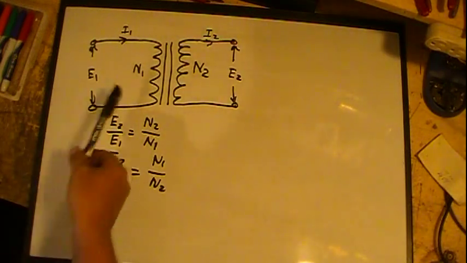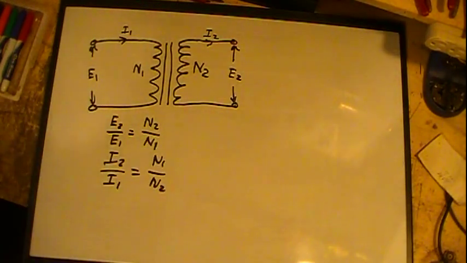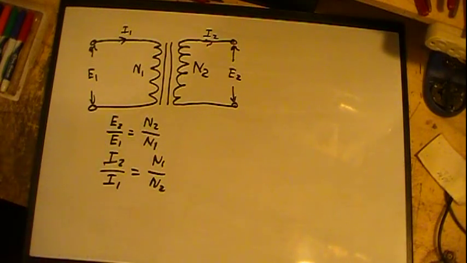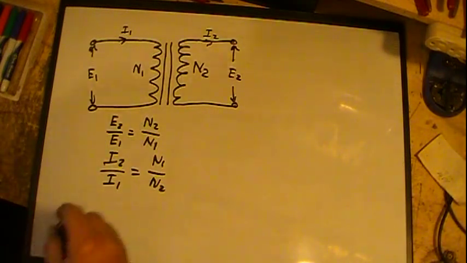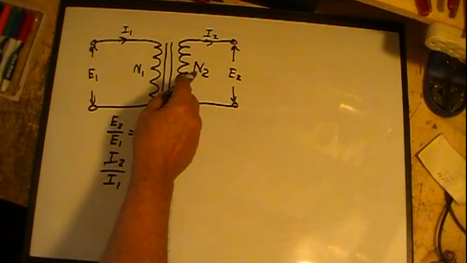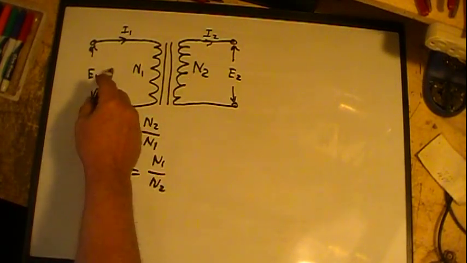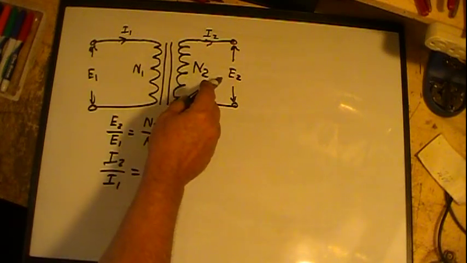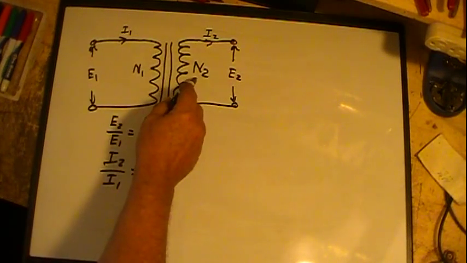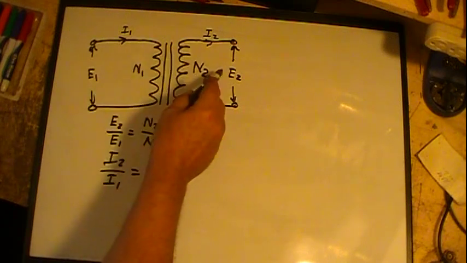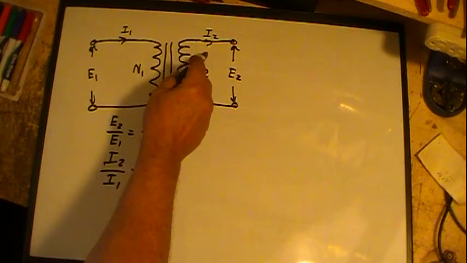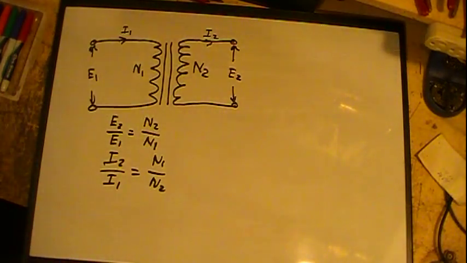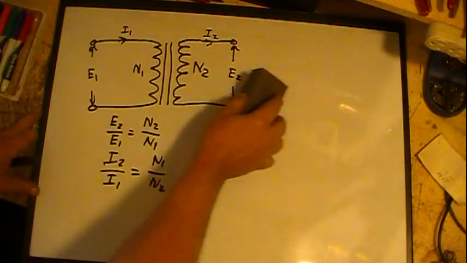That's your typical double wound ideal transformer. Real basic math for it. The biggest thing I want you to realize is that whatever your turns ratio is, it equals the voltage ratio. So if it steps up in the turns, it steps up in the voltage, but it steps down in the current, by the same amount. Now what about an autotransformer?